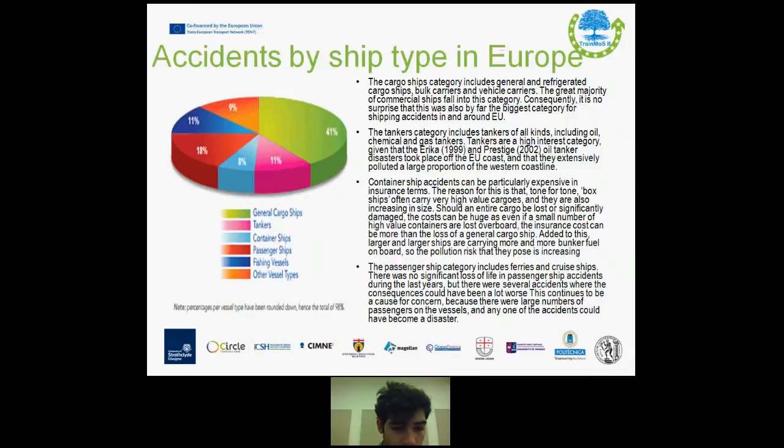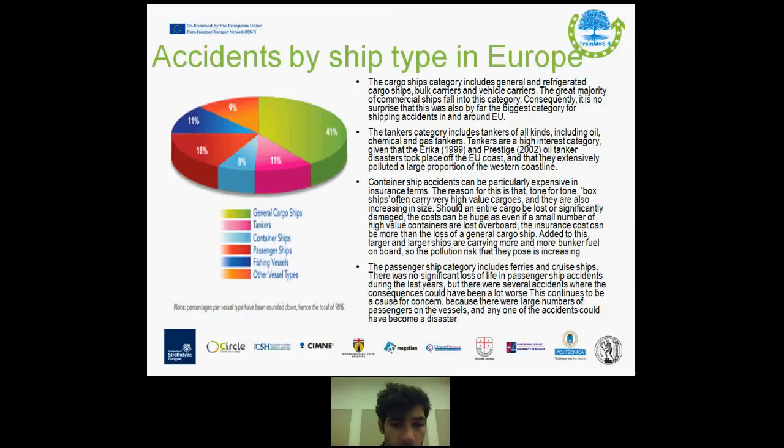The fourth largest category is the passenger ships, representing 18% of maritime incidents. The passenger ship category includes ferries and cruise ships. There was no significant loss of life in passenger ship accidents during the last years after the Concordia accident, but there were several accidents where the consequences could have been a lot worse. This continues to be a cause for concern because there were a large number of passengers on the vessels, and any one of the accidents could have become a serious disaster.